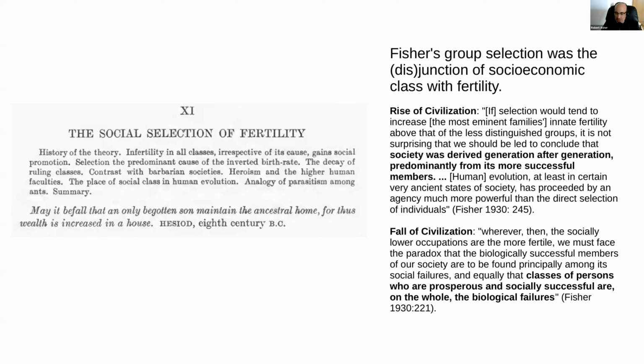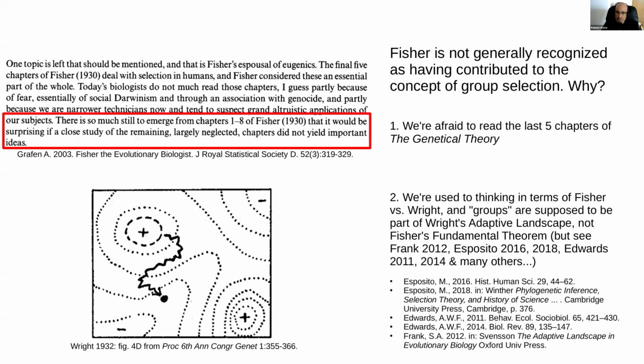The fall of civilization is, of course, the contrary. That occurs when classes of persons who are prosperous and socially successful are, on the whole, the biological failures. And again, assuming quite a substantial genetic component to not just social behavior, but also fertility. Okay, now, to say the least, Fisher is not generally recognized as having contributed to this concept of multi-level selection. And in fact, he's usually portrayed as the father of genic selection, the father of the gene's eye view. And why is this?